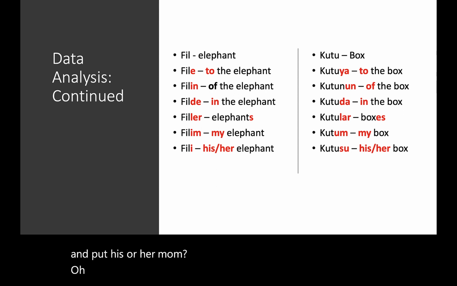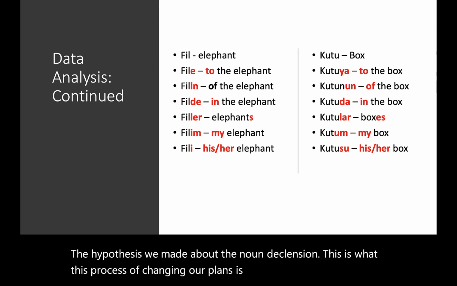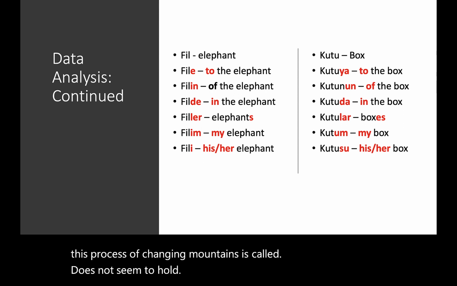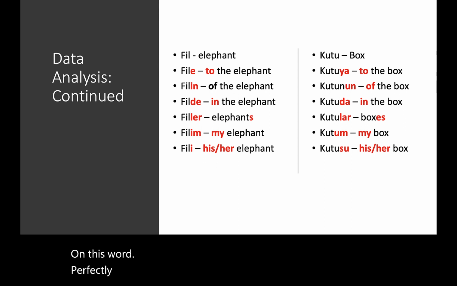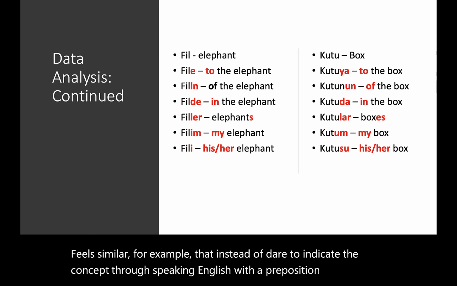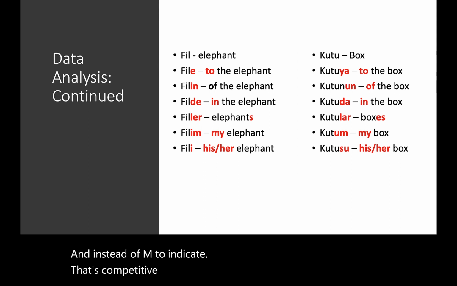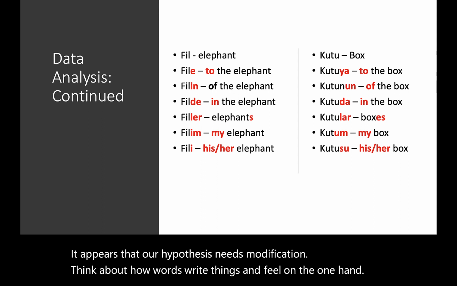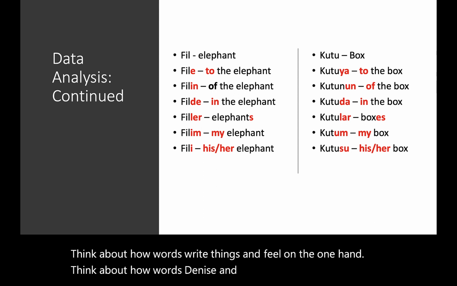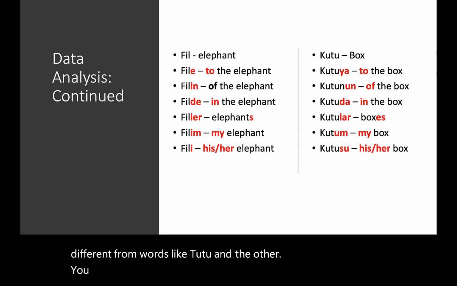Uh-oh. The hypothesis we made about the noun declension, this is what this process of changing noun forms is called, does not seem to hold on this word. Some suffixes seem similar. For example, da instead of de to indicate the concepts we express in English with the preposition in, and um instead of im to indicate my. But some suffixes are very different. It appears that our hypothesis needs modification. Think about how words like deniz and fil on one hand are different from words like kutu on the other. You may notice that deniz and fil end in a consonant and kutu ends in a vowel.